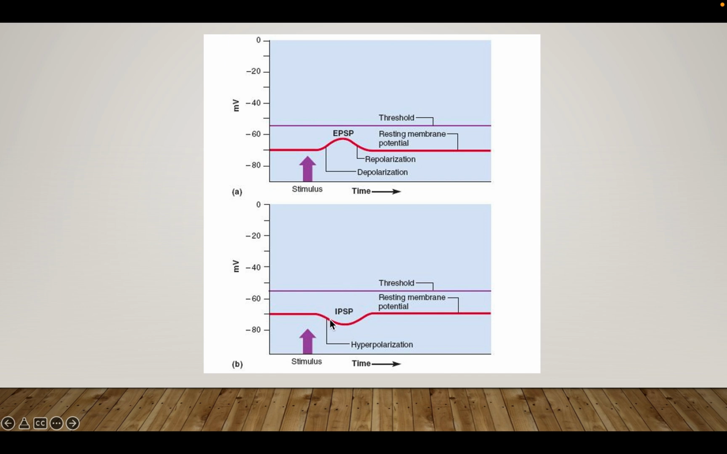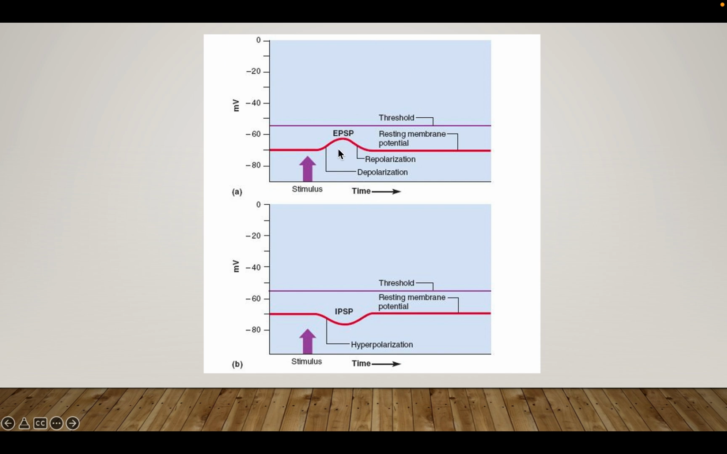And again, this is because potassium channels open, potassium rushes out down its concentration gradient, taking with it its positive charge and making our membrane potential more negative. So in this instance, it would be more difficult for an action potential to be generated. But what you can do is take these IPSPs and EPSPs and combine them together.